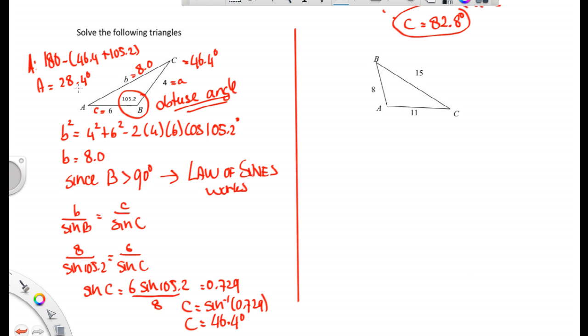28.4 degrees. Okay? Alright, so here's case 3, or sorry, case 4, and I forgot to put that on there, so let's blot this off a little bit. So this is case 4, and that would be side, side, side.